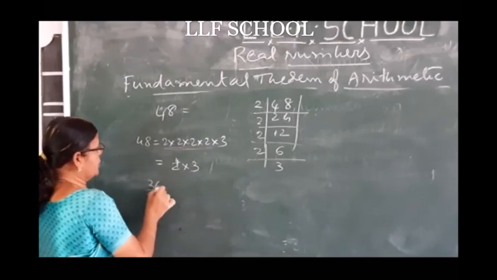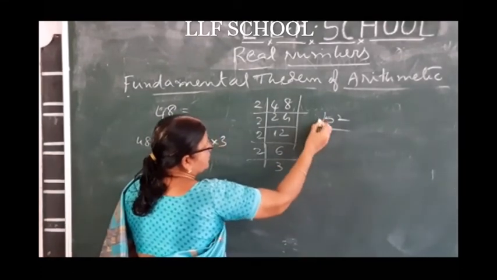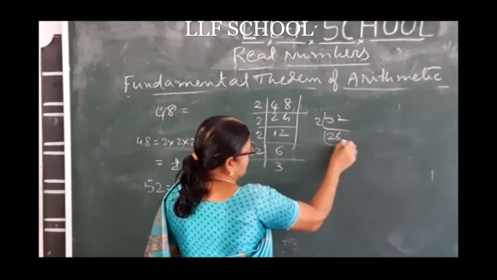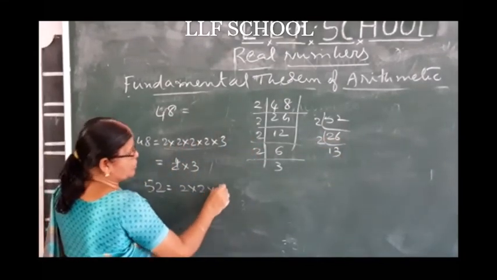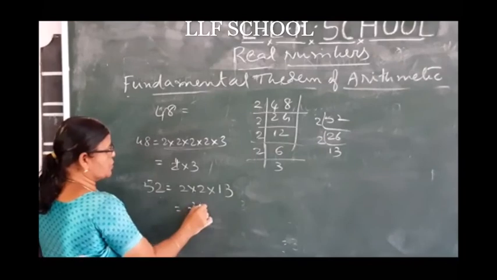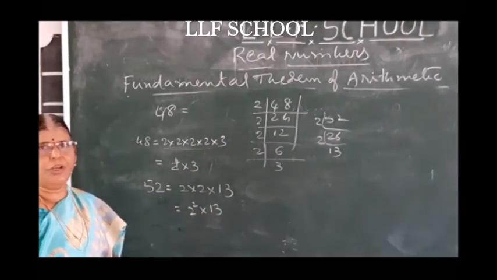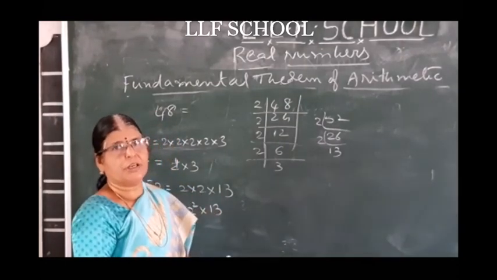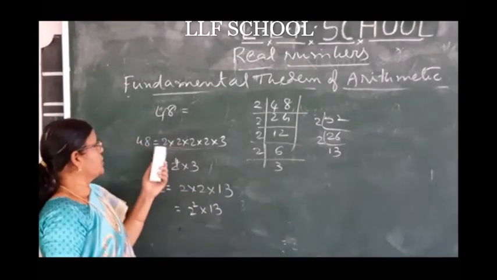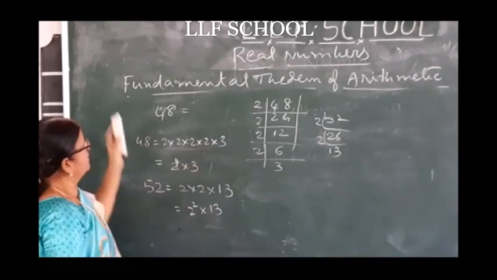Next, third is 52. Doing the same, 52 is 2 into 26, and 26 is 2 into 13. Finally, what are the prime factors? 2 into 2 into 13. That is 2 square into 13. It is only the prime factorization of composite numbers. Every composite number is expressed as a product of only primes. Next point.